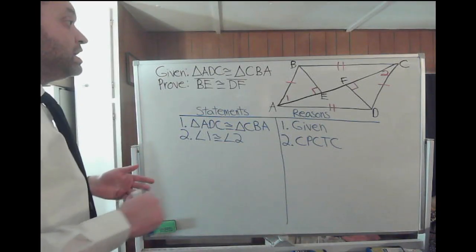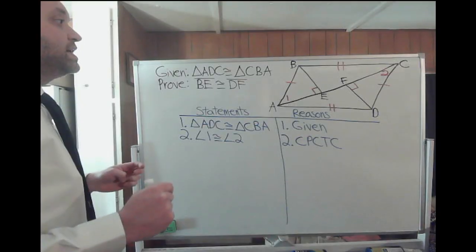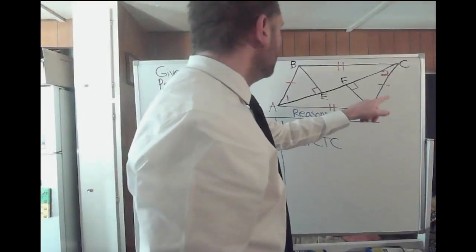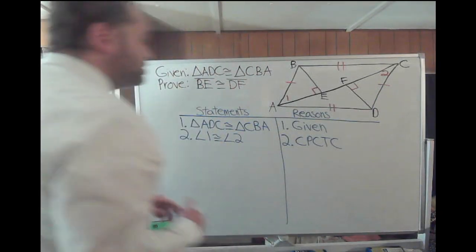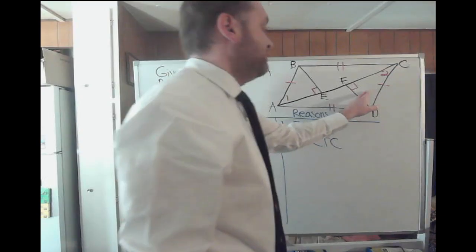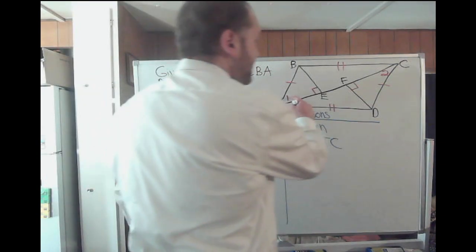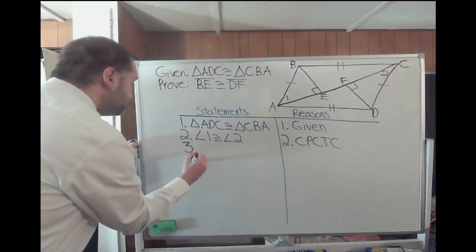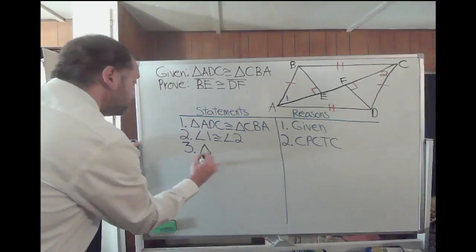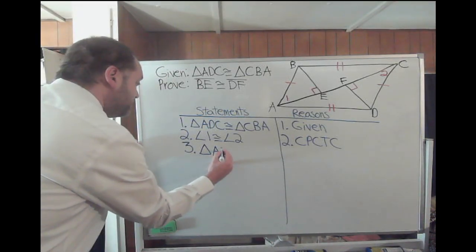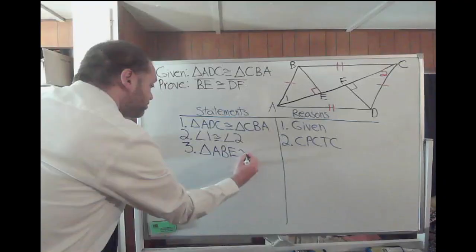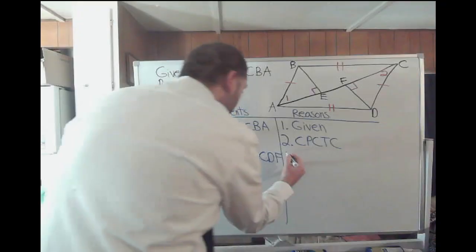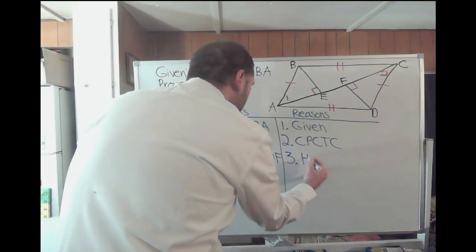So, let's now look at triangles ABE and then triangles CDF. Triangles ABE and CDF. We notice here we each have an acute angle and the hypotenuse congruent, right? At this point, we can actually go ahead and say that triangle ABE is congruent to triangle CDF by the HA theorem, or the hypotenuse acute angle theorem.